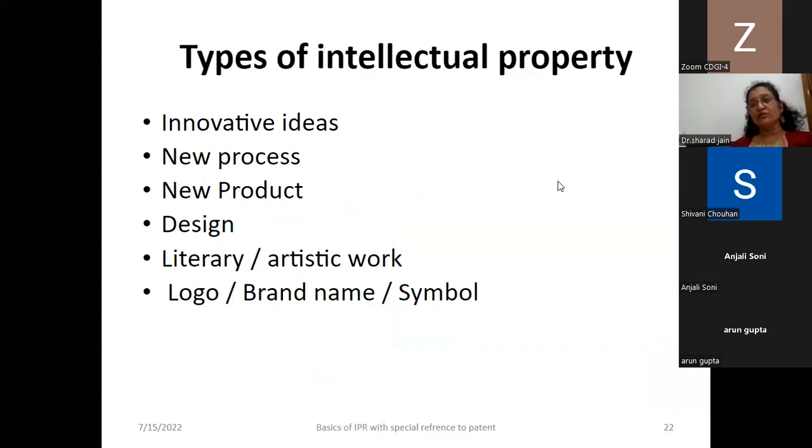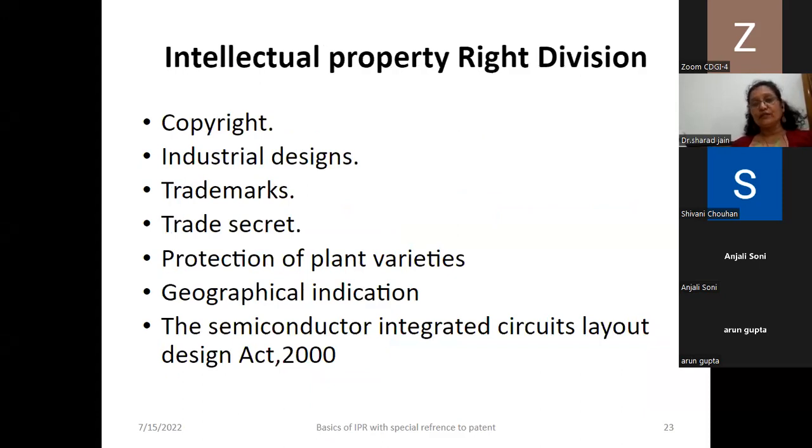Later on, that can be converted into different kinds of properties. It may be innovative ideas, a new process, new product, new design, literary or artistic work, any logo, brand name, or symbol. It can be any type of thing. In the intellectual property right division, there are different types of property: copyright, industrial design, trademark, trade secret, protection of plant varieties, geographical indication, and semiconductor. These are the rights, and the government has different forms for this property. If you have different kinds of things, you can apply to the IPR division through these different types of property.